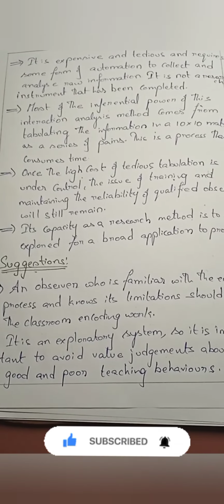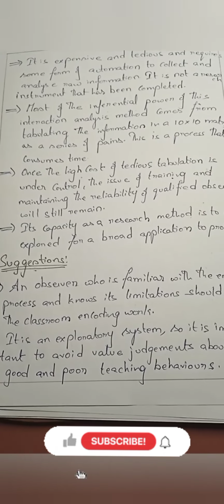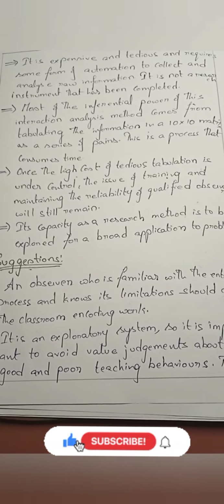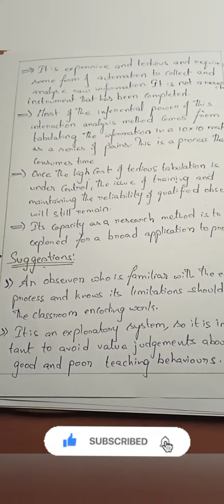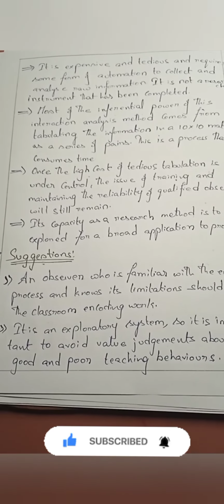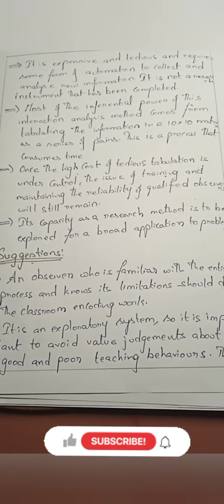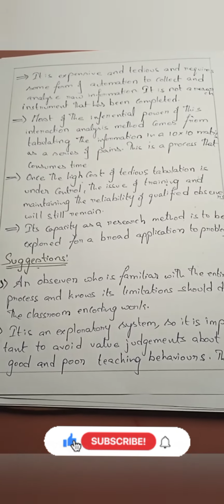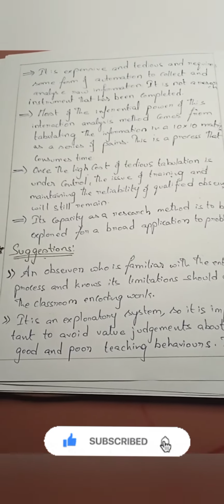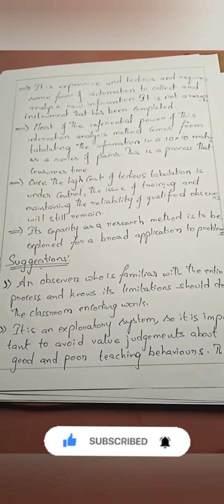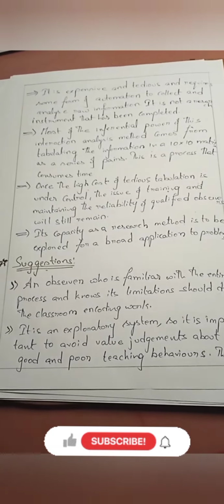Most of the informational power of this interaction analysis method comes from the tabulating of information in a 10 by 10 matrix as a series of pairs. This is a process that consumes time. Once the high cost of tedious tabulation is under control, the issue of training and maintaining the reliability of qualified observers will still remain. Its capacity as a research method is to be explored for broad application to problems. Suggestions: an observer who is familiar with the entire process and knows its limitations should do the classroom encoding work.